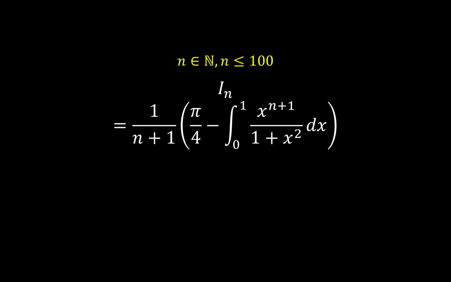So how do we tackle this? Well, we can try to use polynomial long division, since we know for most of the time x to the power of n plus 1 should be larger than x squared in the denominator, which we can use to our advantage and simply apply polynomial long division to simplify the integrand and make the function more manageable.